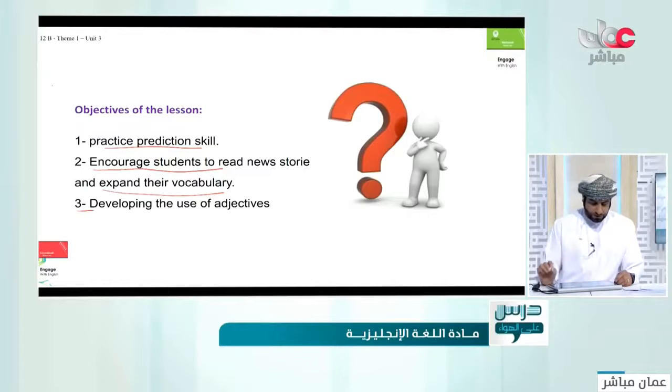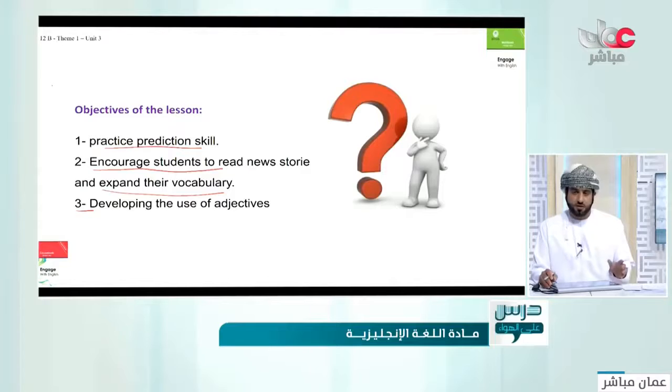The third objective is developing the use of adjectives. How can we use an adjective? Most of the students know lots of words. They know verbs, nouns, adjectives and adverbs, but unfortunately they don't know the right way to put the adjective. So here, inshallah, we are going to help you. How can you put the adjective in the right place?